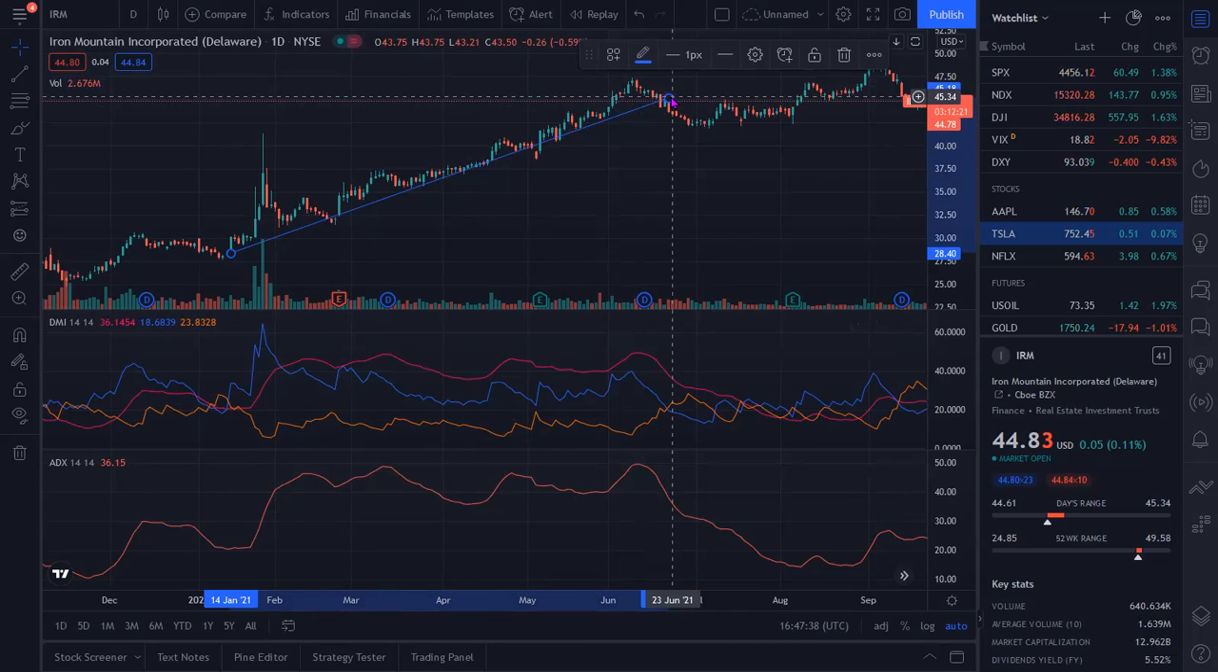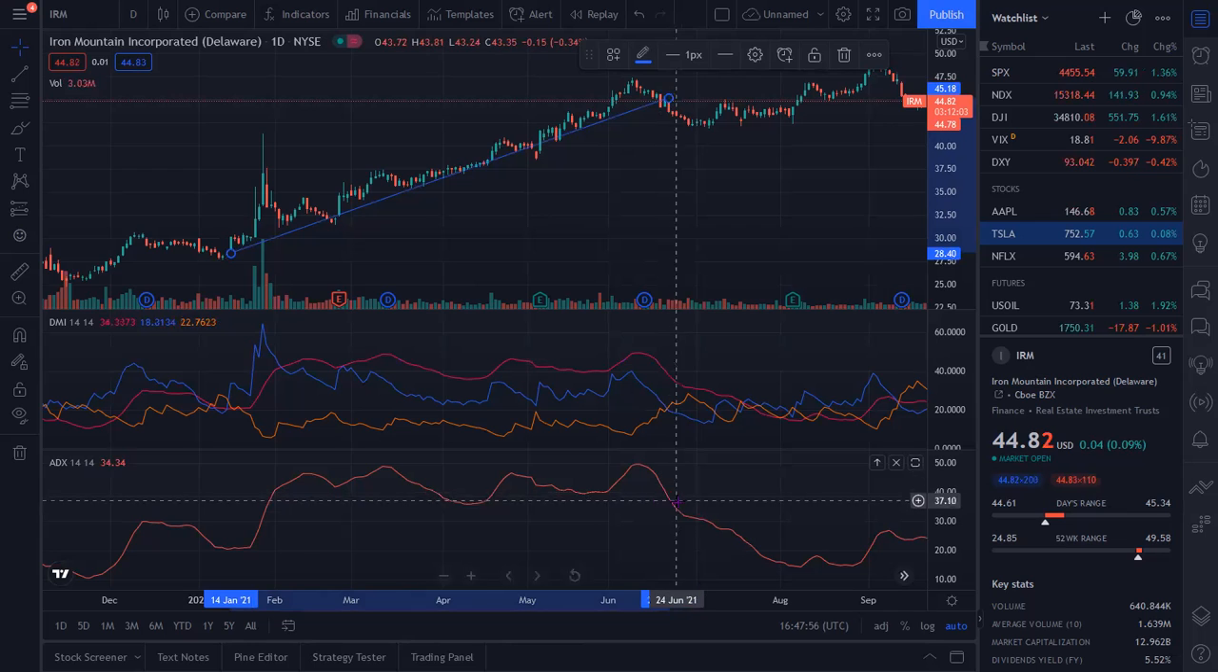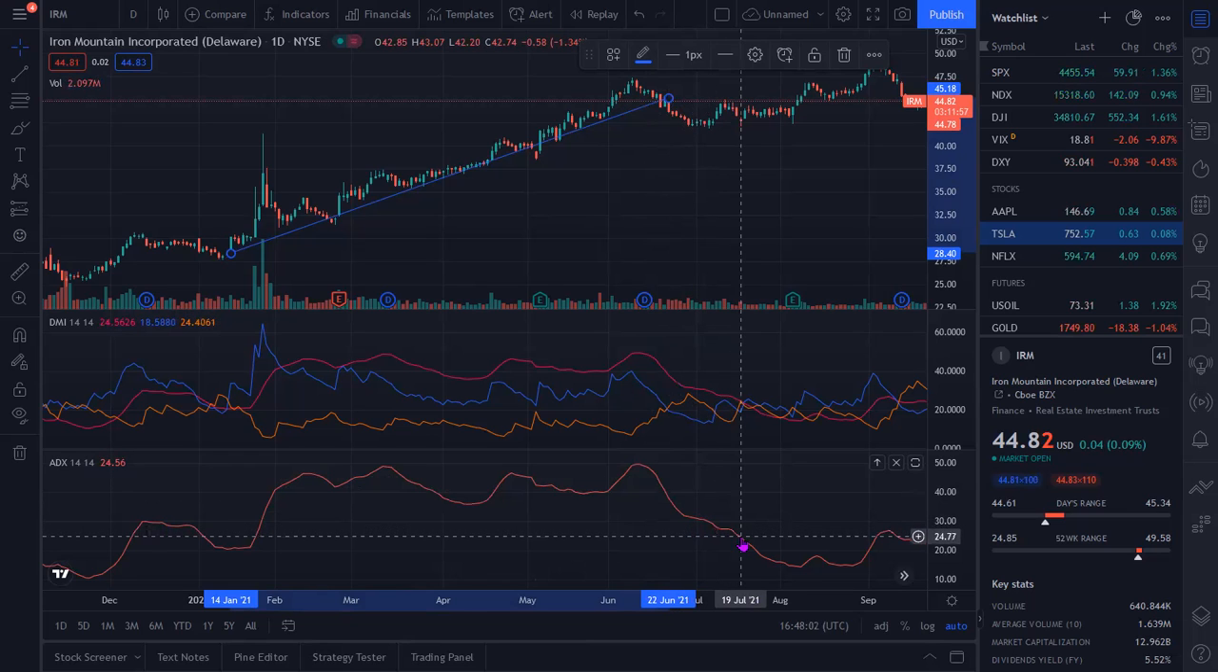So on 21 June, what happens? Well, what we have over here is the positive line crossing below. So the negative line is rising, crosses above the positive. So that indicates that the trend is negative. We see the ADX decreasing, but it's still in the 30s and 40s. So it's not a weak trend. It's still strongly negative, but the strength is decreasing.